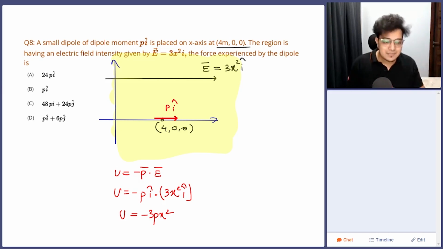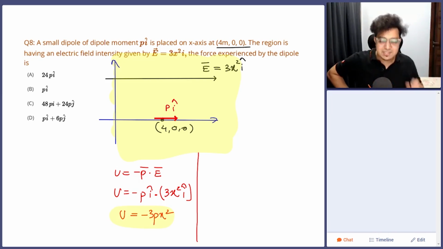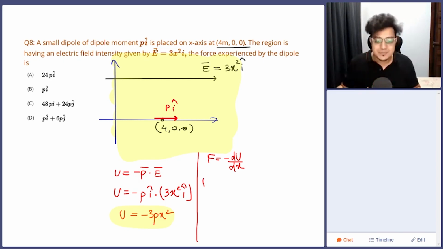Now kids, think about it. We have a potential energy function in terms of x, and we have to find out the force. So what we can do here is, we have a potential energy function, so force will be obtained by minus of dU by dx. This is the concept of conservative field, conservative forces, the relation between potential energy and conservative force. So F is equal to minus of dU by dx.